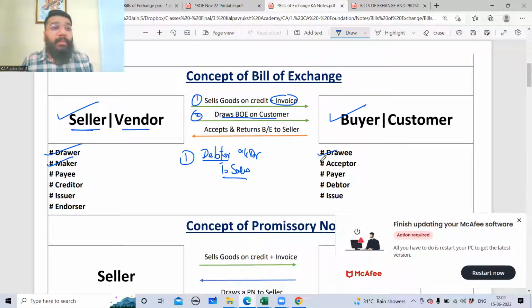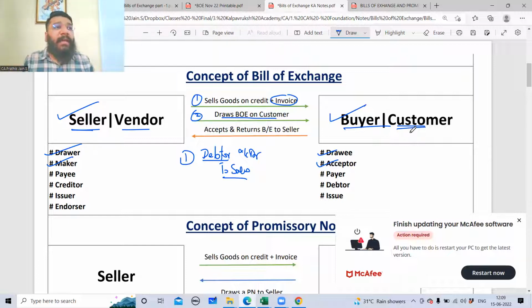The person who is creating the bill is called a drawer. The person for whom the bill is being created is called a drawee, and this person has to accept it. So this fellow is called an acceptor. Who's going to accept here? The customer is going to accept here. So the customer is called an acceptor.